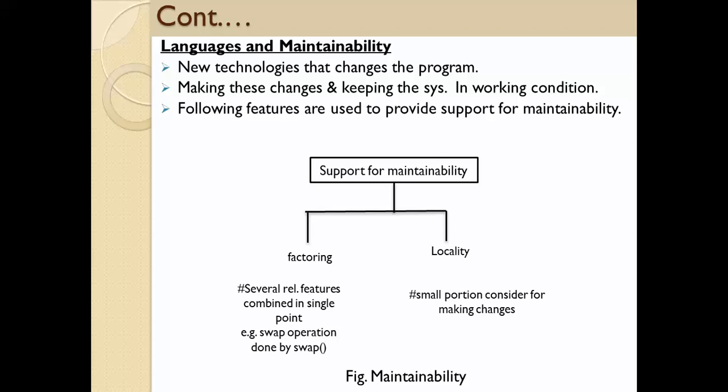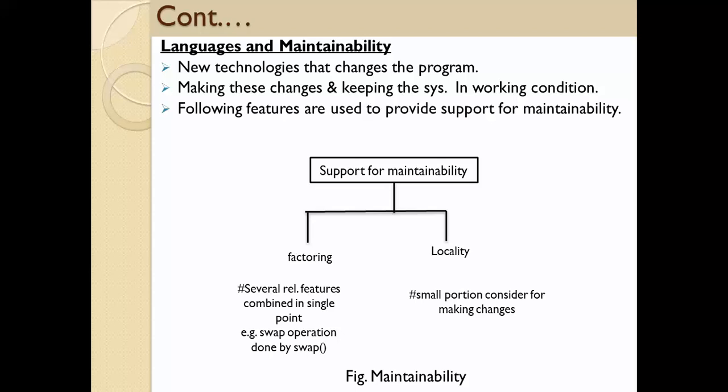First one is factoring and locality. How does factoring support maintainability? Factoring is nothing but several related features combined into a single point, so that it is easy to maintain and easy to edit or modify particular features of that software. For example, the swap operation is done by a swap function. So this swap operation is combined into a single point, so that it is easy to maintain and modify.